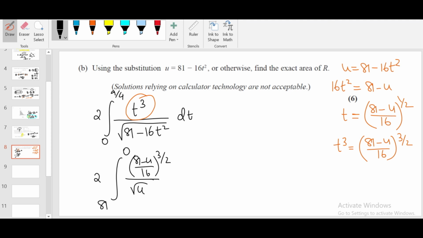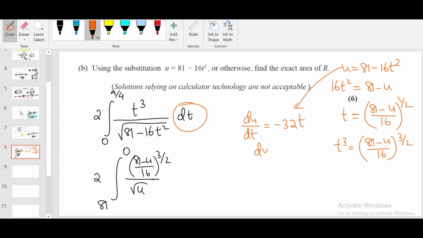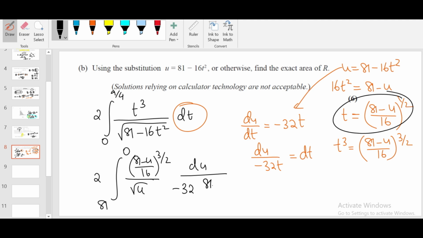That's it. Now we are going to convert dt in terms of u. So take u and differentiate it. Du by dt is minus 32t. So du by minus 32t is equal to dt. In place of dt, I'm going to put du divided by minus 32t. T is this, right? 81 minus u over 16, to the power half.